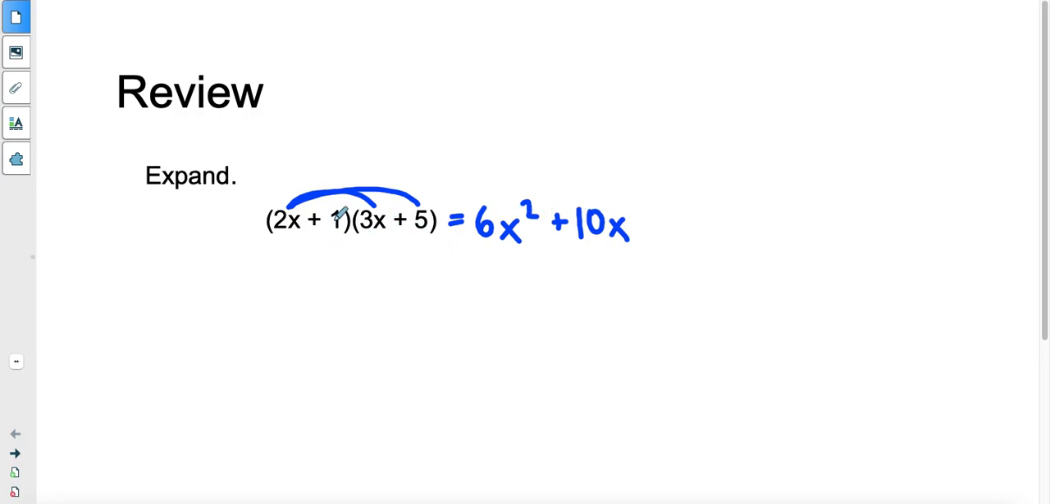Now, we're going to need to multiply the 1 here by all the terms inside the second bracket. 1 times 3x is 3x. And 1 times 5 is 5. And we can simplify this some more, right? Because here, 10x plus 3x gives me 13x.